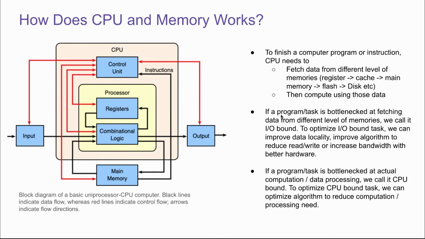So if a program or task is bottlenecked at fetching data from different levels of memory, we call it I/O bound. To optimize an I/O bound task, we can improve data locality, improve the algorithm to reduce reads and writes, or increase bandwidth with better hardware. If a program or task is bottlenecked at actual computation or data processing, we call it CPU bound. To optimize a CPU bound task, we can optimize the algorithm to reduce computation and processing needs.